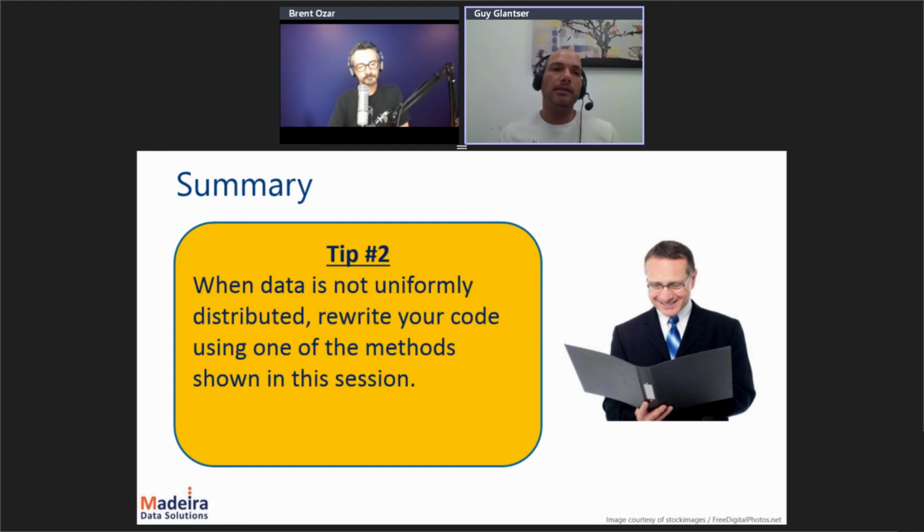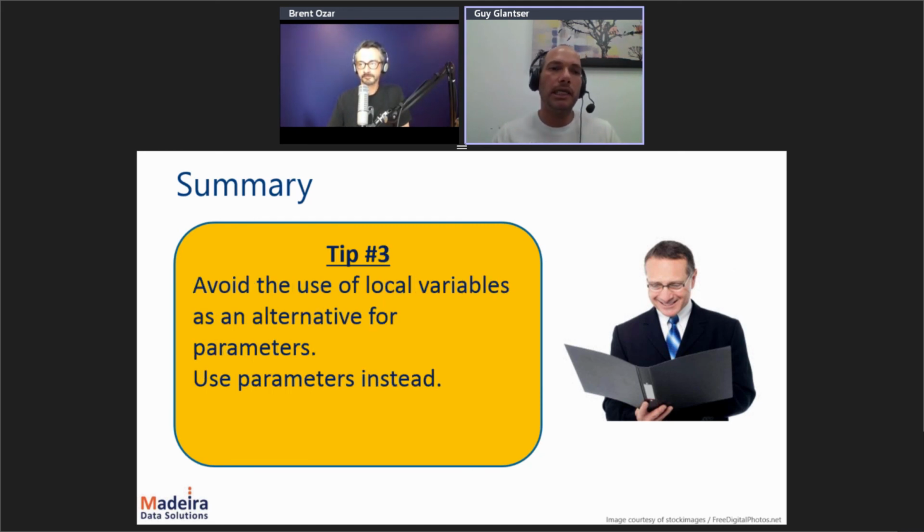If the data in your column is not uniformly distributed, then you need to apply some methods to fix that. And we saw some options like using OPTION (RECOMPILE), OPTIMIZE FOR, multiple stored procedures with some logic to distinguish between groups of values, and all of that stuff. You need to apply those.